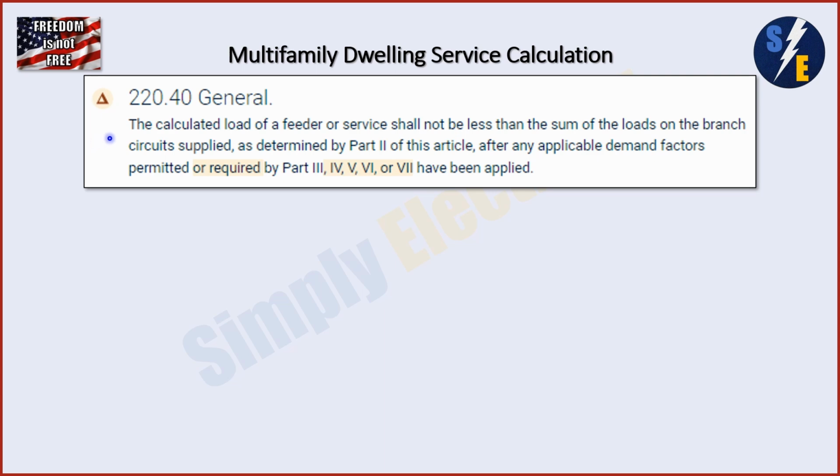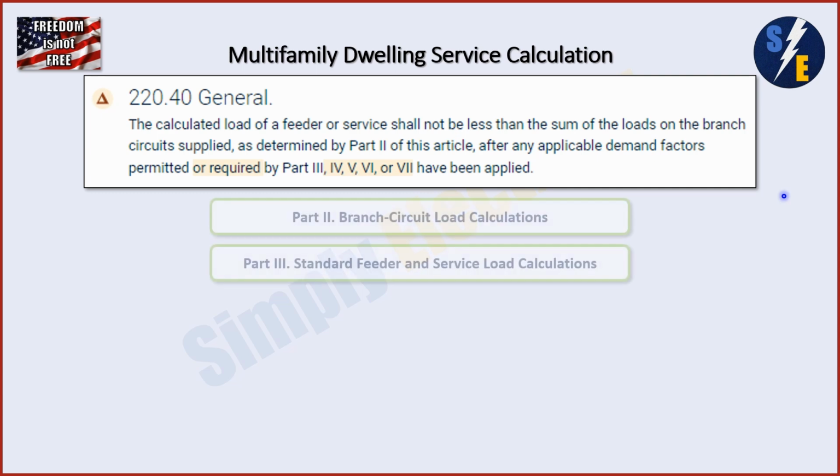It says the calculated load of a feeder or service shall not be less than the sum of the loads on the branch circuits applied, as determined by Part 2 of this article, after any applicable demand factors permitted or required by Part 3, 4, 5, 6, or 7 have been applied. So Part 2 covers branch circuit load calculations, and Part 3 covers the standard feeder and service load calculations.